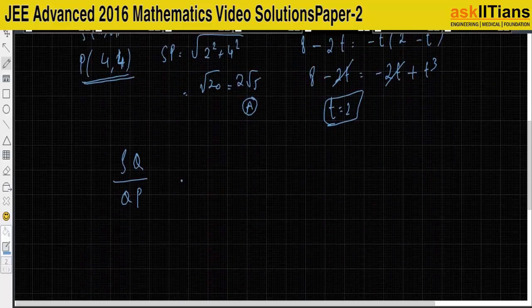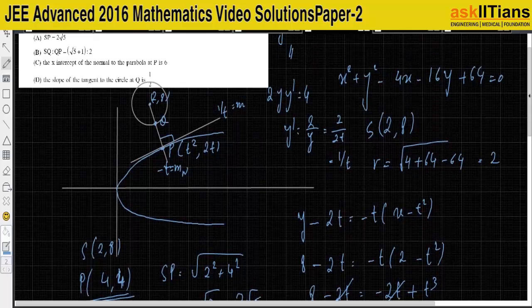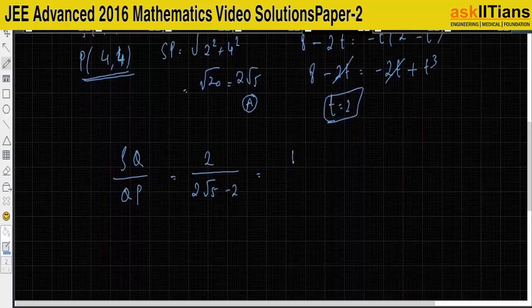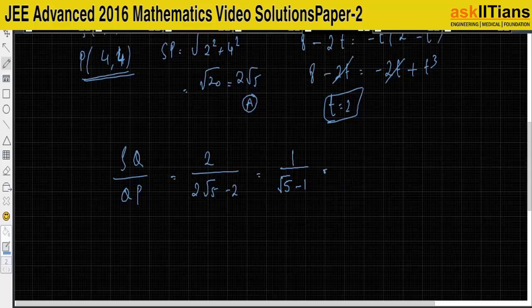So SQ is simply 2, and QP is SP minus radius, right? So that's 2 root 5 minus 2. So this will come out to be 1 by root 5 minus 1, and if I rationalize this, multiplying by root 5 plus 1, I'll get root 5 plus 1 divided by 5 minus 1, this will be 4. Okay, so this will be the ratio.